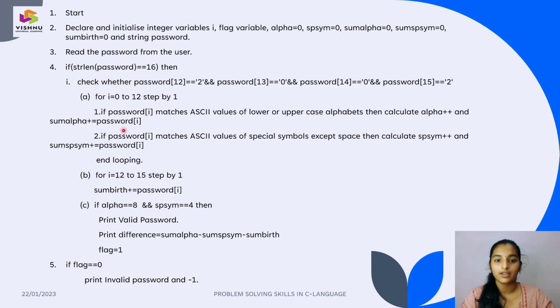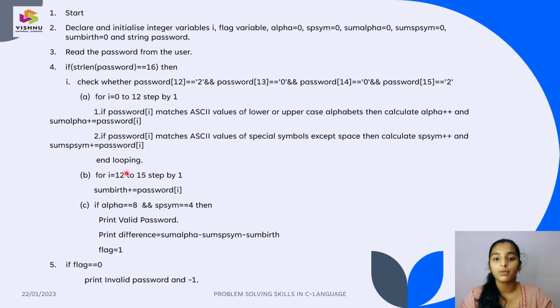So we'll get the sum of ASCII values of all the alphabets. In a similar way, if it matches any special symbols also, we calculate the number of special symbols. SPSYM here means special symbols, and sum SPSYM means sum of ASCII values of special symbols. After that we end looping, and we also want the sum of ASCII values of the birth year.